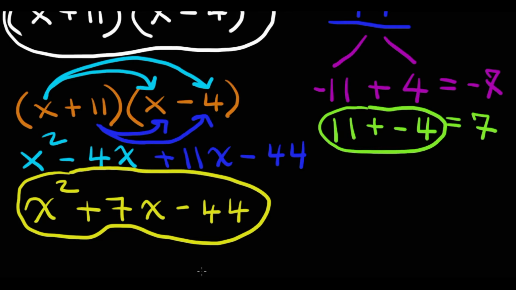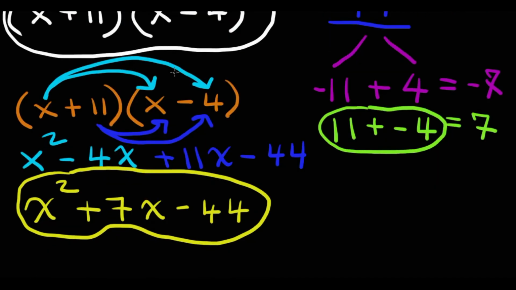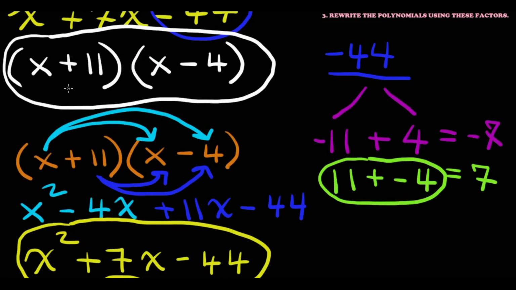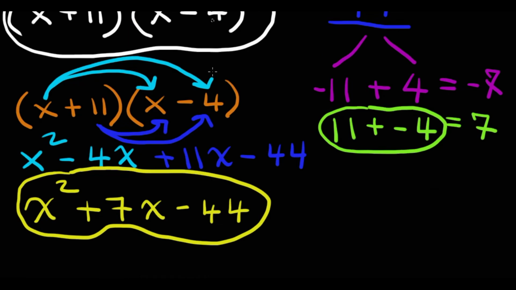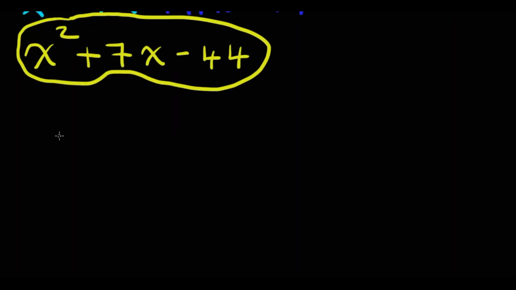Okay, let's see. We have the same thing. And yes, we do. x squared plus 7x minus 44. So this way we know that the two factors we have, the two binomials, those are right. Okay, so that's one way to check it. I'm going to show you another way to check it. It's just a quicker way to do it.